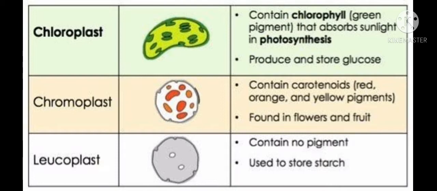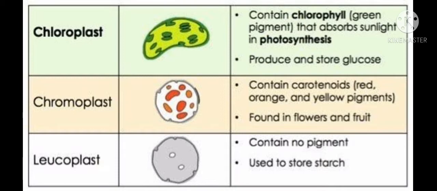What is amyloplast? Amyloplasts are starch-containing leucoplasts, for example potato tuber, rice, etc. Then elaioplasts store fats and oils, for example castor. And aleuroplasts store proteins, for example the aleuron cells of maize. So the leucoplasts are used to store food material in the form of starch, fats, and proteins. These are the main functions of the leucoplast, the colorless plastid.